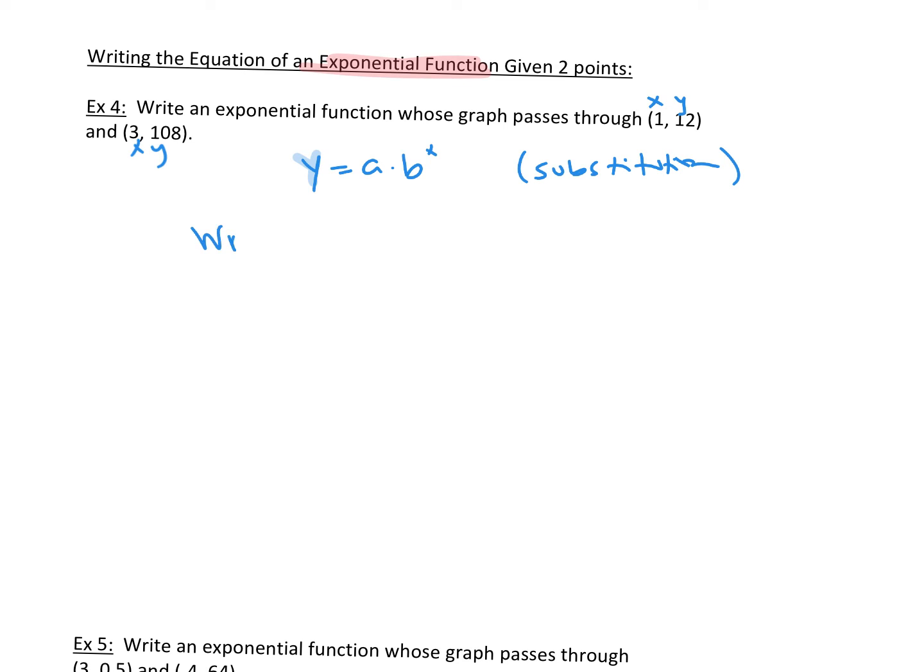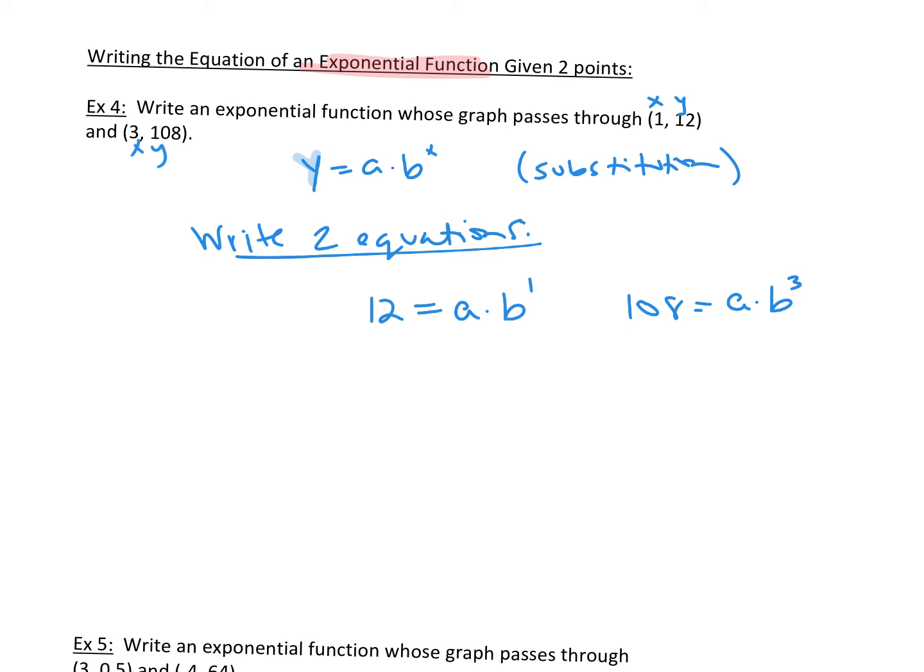So I'm going to write 2 equations, one for each of the coordinates. So if I'm plugging into the place of y for the first coordinate, 12 equals a times b to the first power. And then for the second equation, using the second point, 108, that's my y value, equals a times b to the third power. So there's my system of equations.